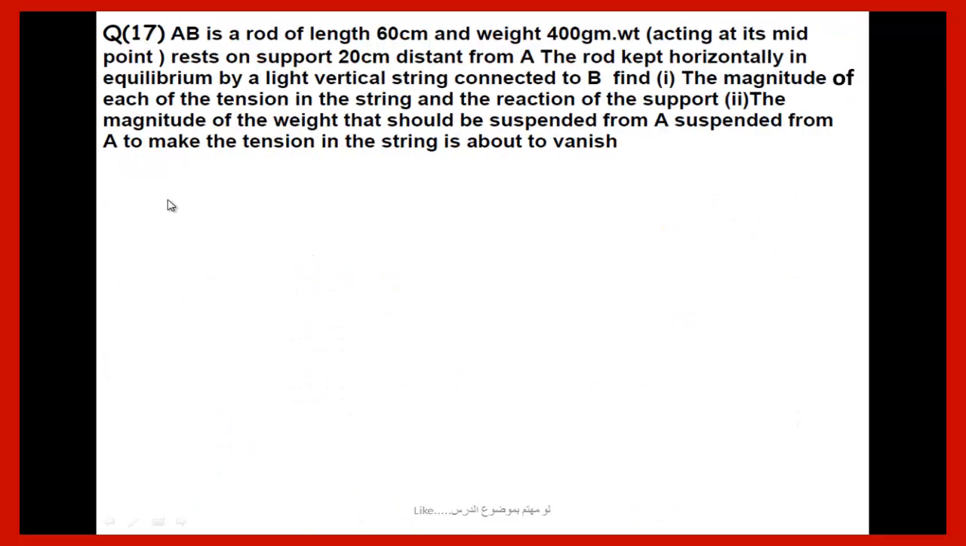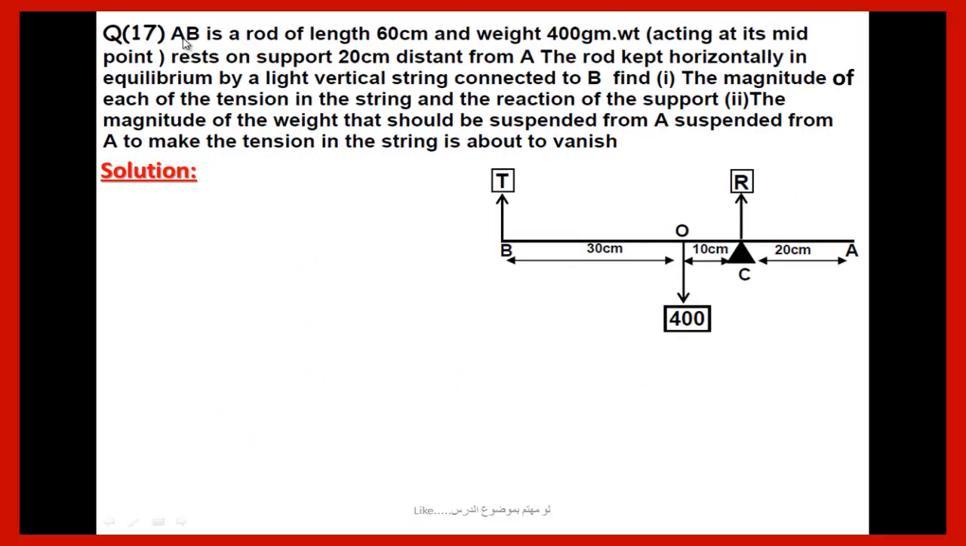Question 17. AB is a rod of length 60. We draw AB of length 60: 30 plus 10, 40 plus 20 equals 60. And weight 400 gram weight. Its weight is 400, acting at its midpoint. So we have BO equal OA, each equal 30 at the midpoint.